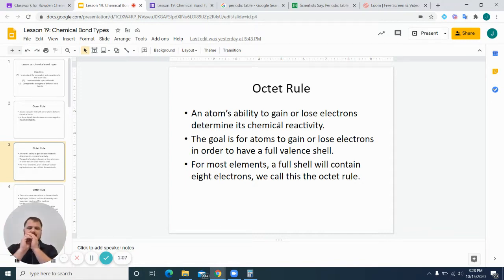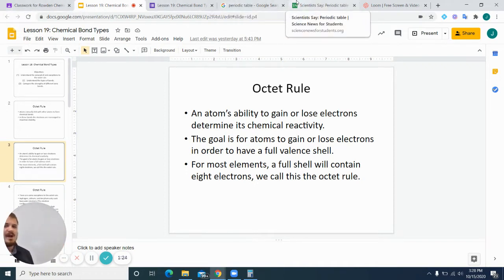So it starts off with the inner shell that only holds 2, and then it gets to a whole bunch of shells. The next one holds 8, and it keeps on going out. The most you can ever have on the outside is 8, and that's as stable as an element will be. So it always wants to manipulate things to have 8 valence electrons on the outside shell.